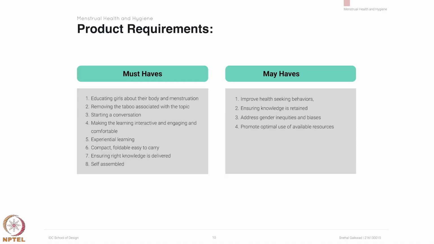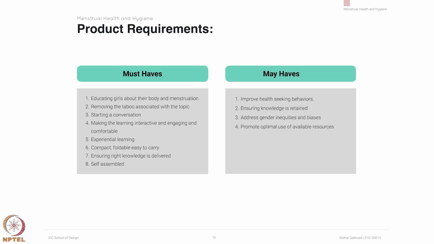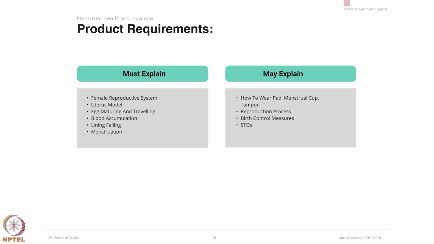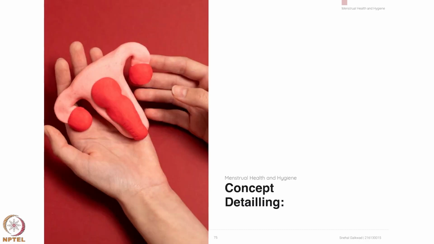Plus we should take care that the right knowledge is delivered and they do not get any wrong notions about this whole process. It should improve health-seeking behavior. After the demonstration session, they should understand what is normal, and it must explain the female reproductive system, the uterus model, and the phases of menstruation. It may explain how to wear a pad or menstrual cup, and it can introduce other menstrual absorbents. Then the concept.